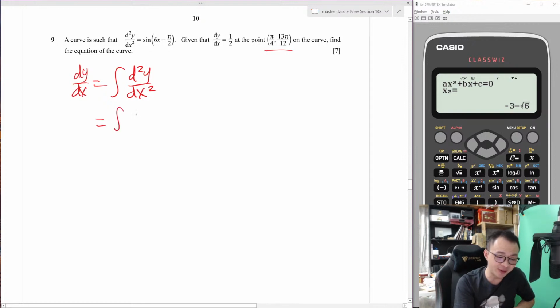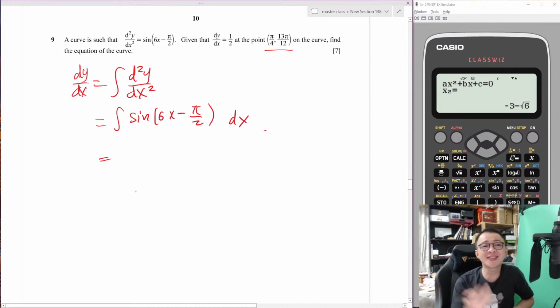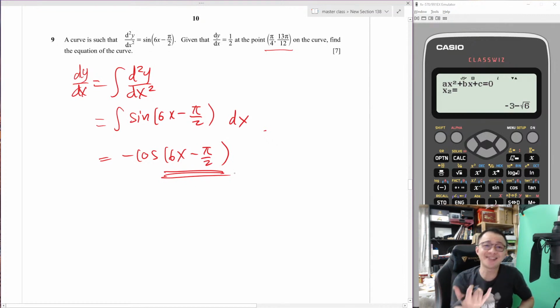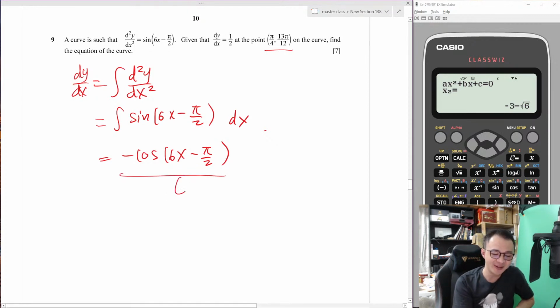I was trying to integrate sine 6x minus pi over 2 dx first. Okay, so what I am doing here is integrate sine giving negative cos. So we get negative cos 6x minus pi over 2. And then we need to differentiate whatever is inside the bracket, which if I differentiate this one will give me 6, isn't it? So I'll get a 6 here. So I get a divided by 6.